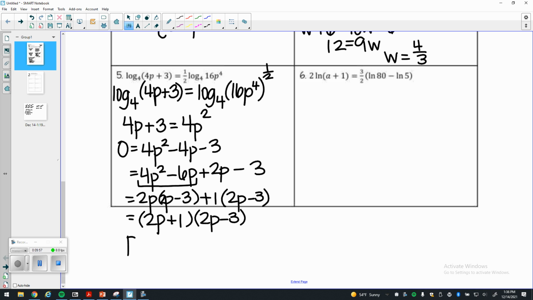So p could equal what first? -1/2. Or it could equal what? 3/2. You need to check this one. So I'm going to show you what I would do in my calculator to check it, because I think that is where, if there becomes an issue, it's going to happen right there.